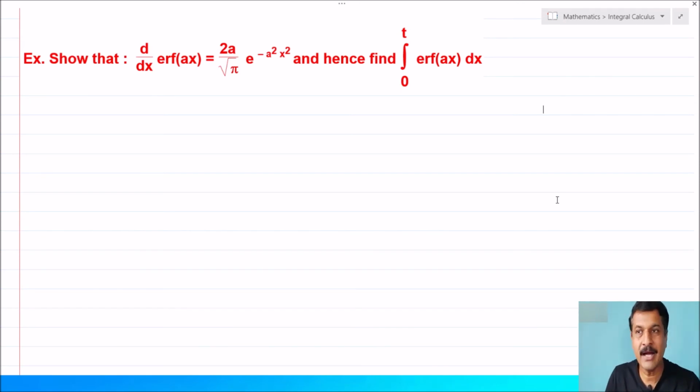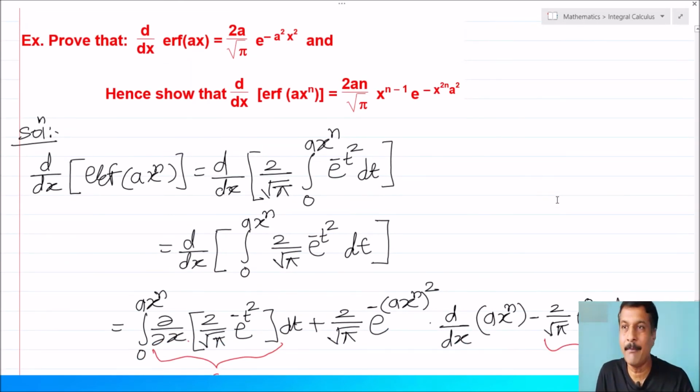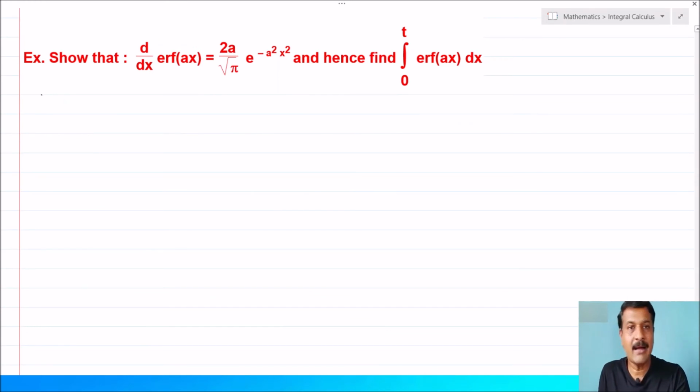So consider a new example: show that d by dx of error function of ax equal to 2a by root pi e raised to minus a square x square, and hence find the integration from 0 to t of error function of ax dx. Actually we already solved this example, that is, d by dx of error function of ax equal to 2a by root pi into e raised to minus a square x square. We already have this result in this way. Still, I am solving it here.